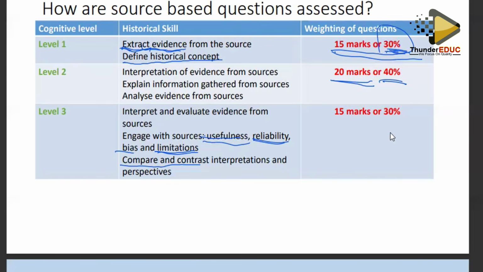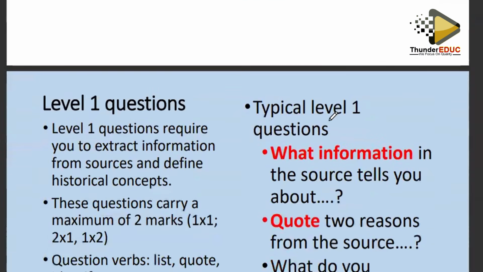Basically, that is the idea of the ranking of history questions according to the level of difficulty, according to the cognitive levels from level 1 to level 3. We need to move on and look at the next part.